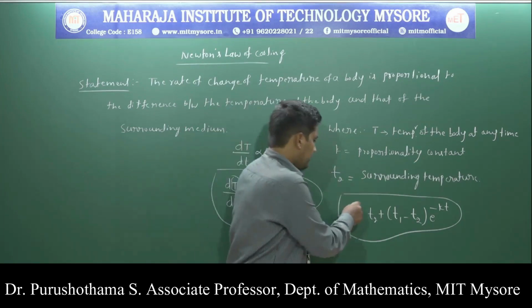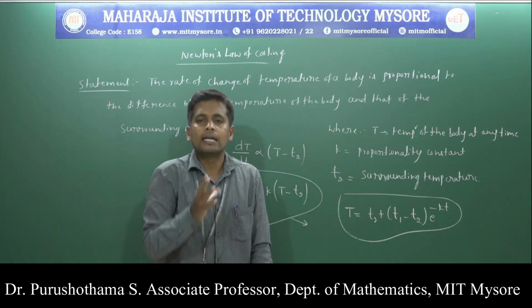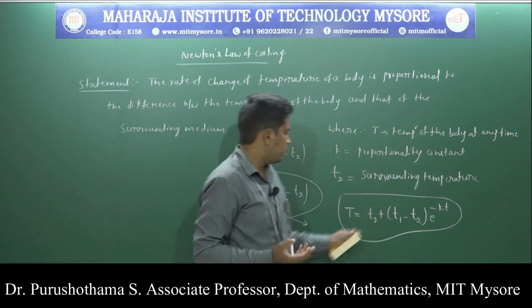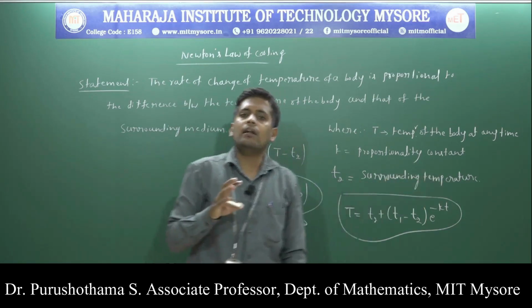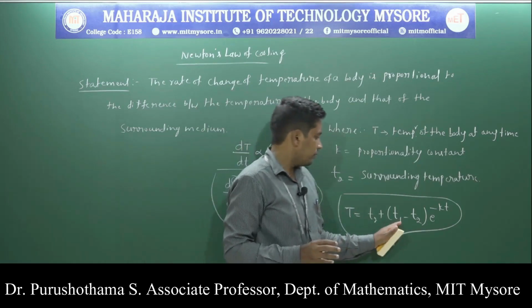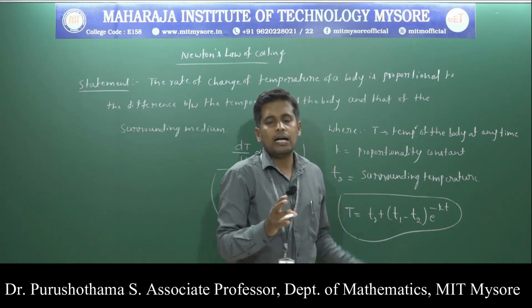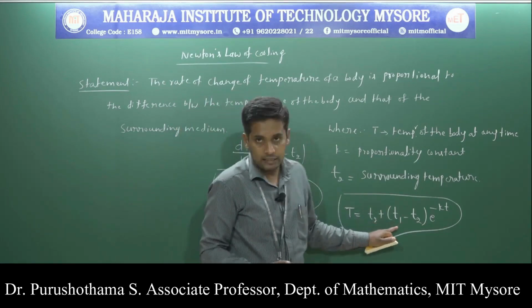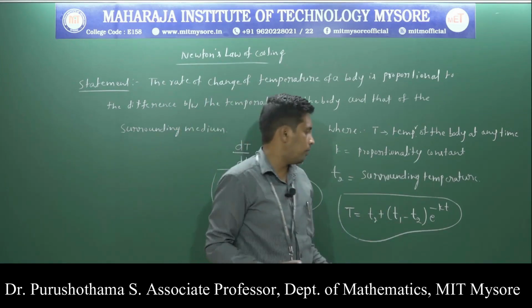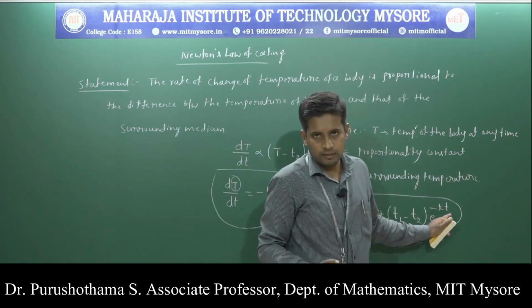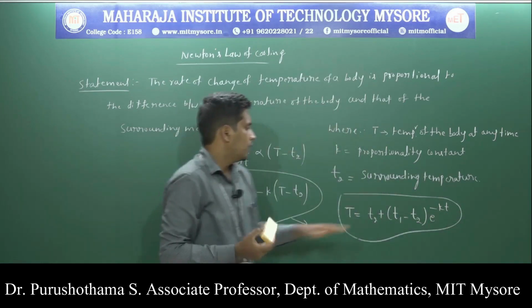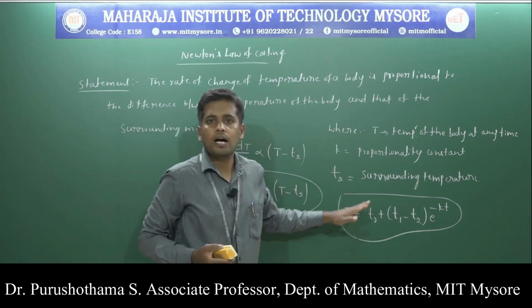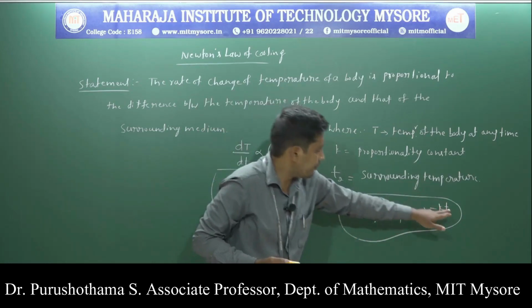Here, capital T stands for the temperature of the body at any time. T2 is the surrounding temperature or air temperature. T1 is the initial temperature of the body. K is the proportionality constant, and t is time. Using this expression we can find the temperature of an element after some time.